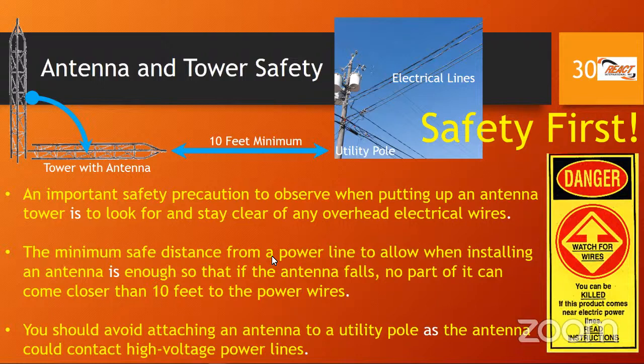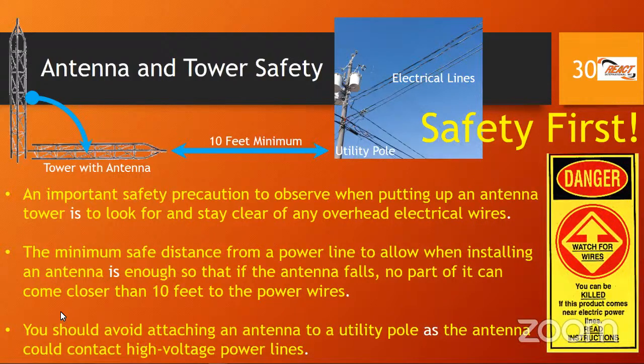A minimum safe distance from a power line to allow when installing an antenna is enough so that if the antenna falls, no part of it comes closer than 10 feet to the power line. So even though we're just showing the tower here alone, remember on top of the tower is the antenna. So you have to factor all of that, the tower plus the antenna. It's not just the tower alone. Include the antenna as well. And from there, 10 feet minimum.